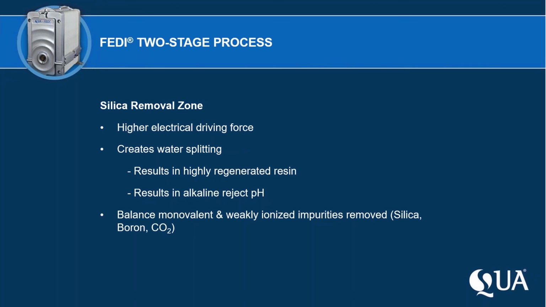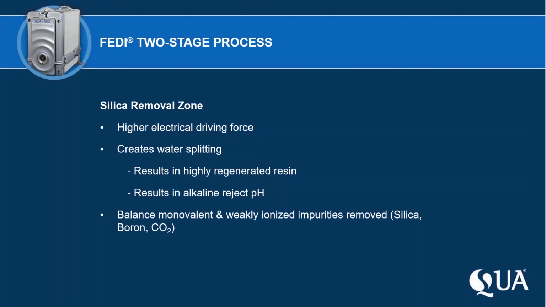So a silica removal zone runs at a higher electrical driving force, and this creates the water splitting. We actually regenerate the resin in this polishing zone. And when you regenerate the resin, it does a couple of things. One, the resin itself actually expands, right? When the resin goes from an exhausted state in a salt form to a hydrogen or hydroxyl state, it expands. And what it does is get very good packing density inside that compartment.